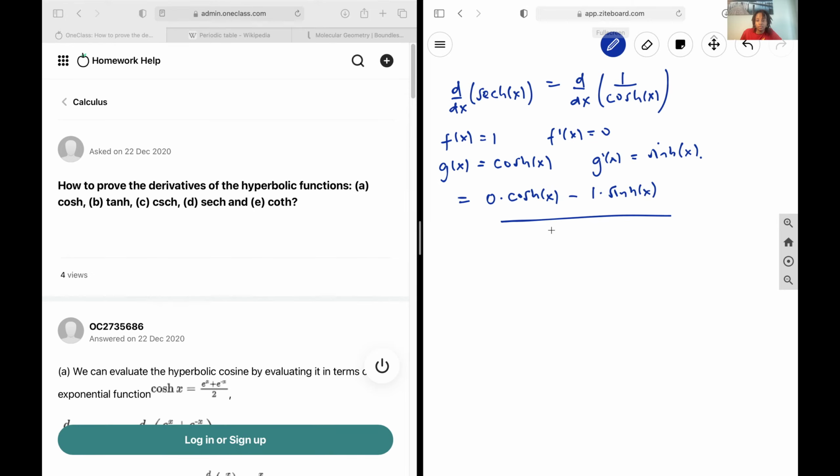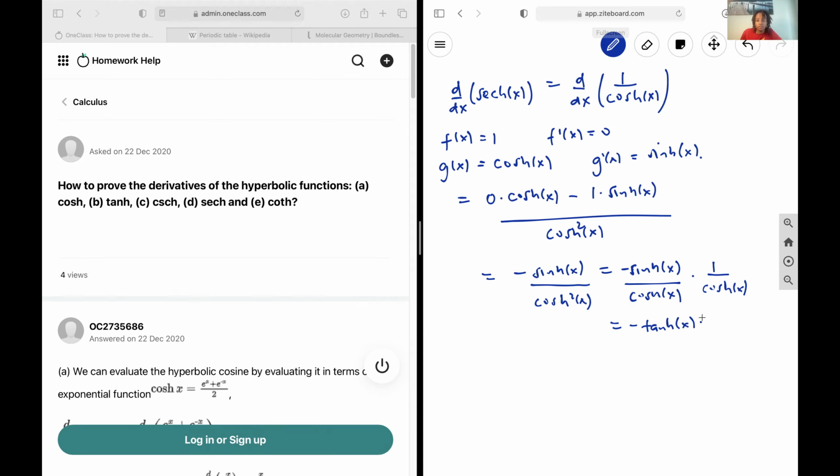And that is all going to be over this squared. So that'll become negative. And this can be rewritten in a form that is a bit more familiar to us. And of course, this is equal to the negative hyperbolic function for tan multiplied by the hyperbolic function for secant. And that's going to be our final answer for that one.